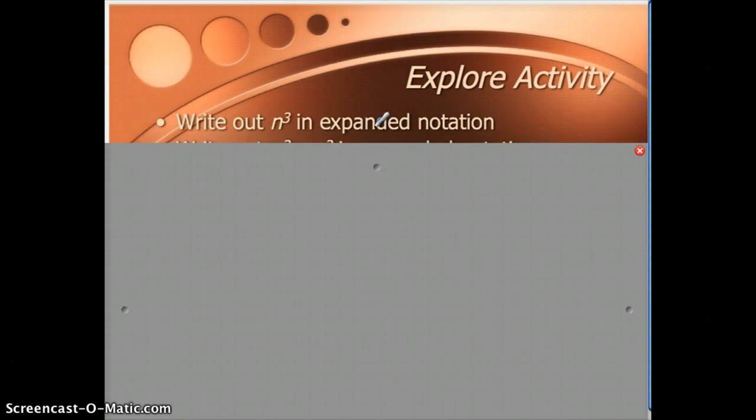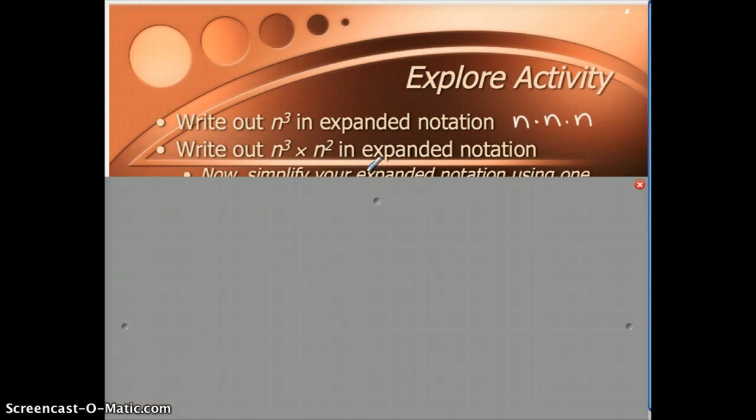I want you to write out n to the third in expanded notation. So without any help from me, write out what n to the third means. Okay? I hope you wrote n times n times n. If I ask you to write out n to the third times n squared in expanded notation, please go ahead and do that. So now I have n to the third, times n squared. Now I see n times n times n times n times n.